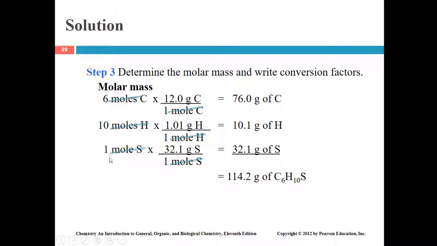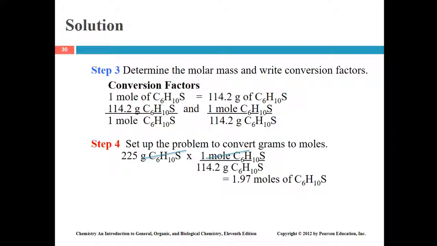For the sulfur, we have 1 mole of sulfur. We look up the molar mass of sulfur. It's 32.1 grams of sulfur. So we have these 3 items. We're going to add them together. So for 1 mole of our allyl sulfide, we have 114.2 grams of it.